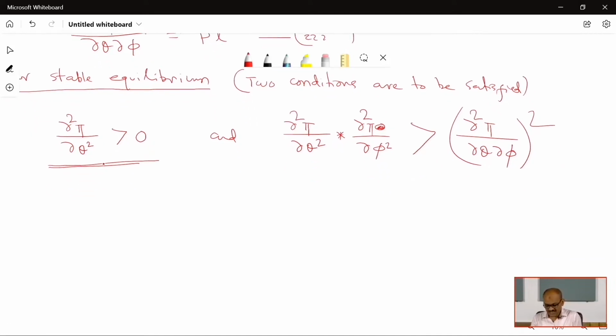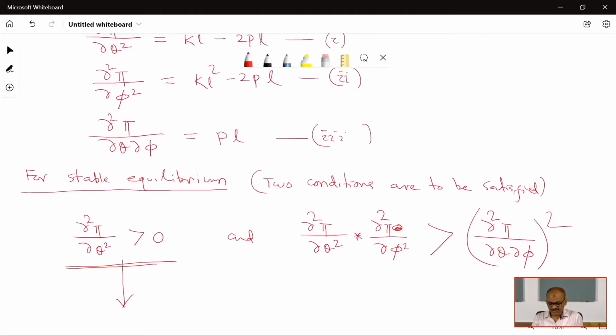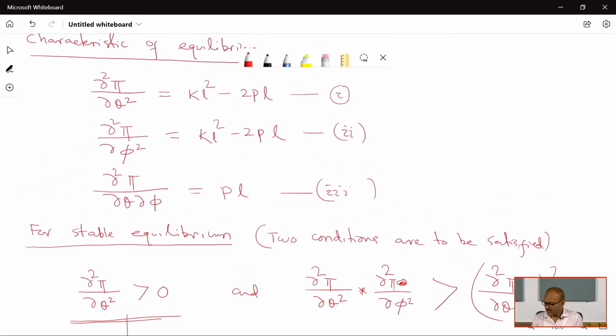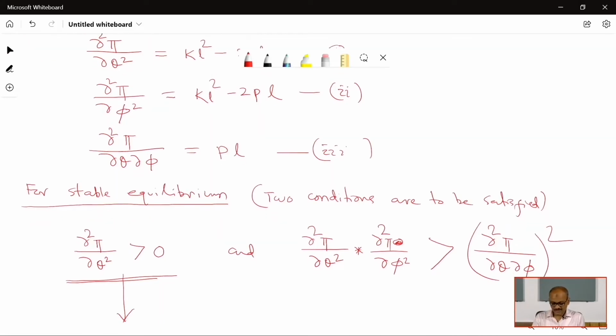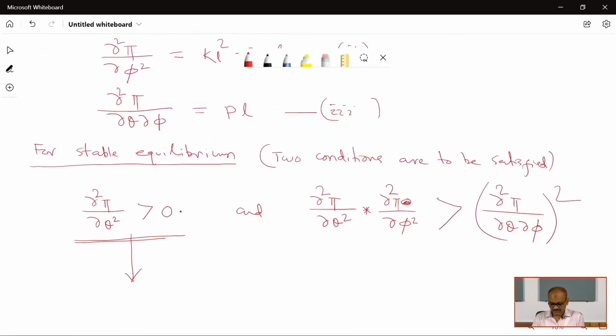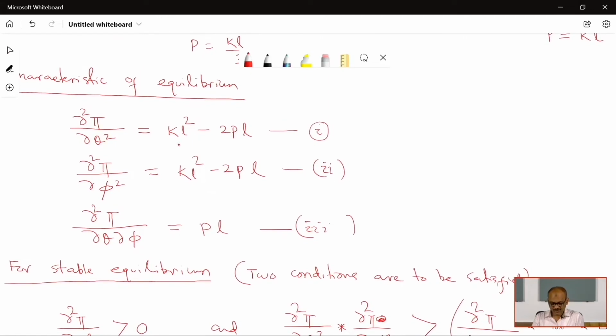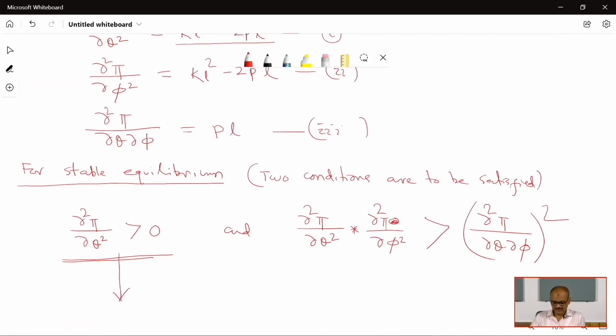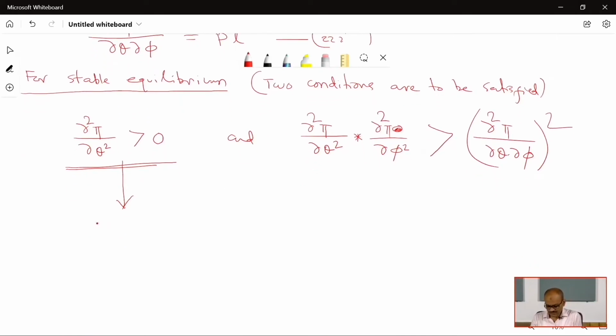So in the present problem, the second variation with respect to theta square, we found out how much it is. The second variation is supposed to be greater than 0, then you will have to make KL square minus 2PL greater than 0. So here that will reduce to KL is greater than 2P. This is one condition.